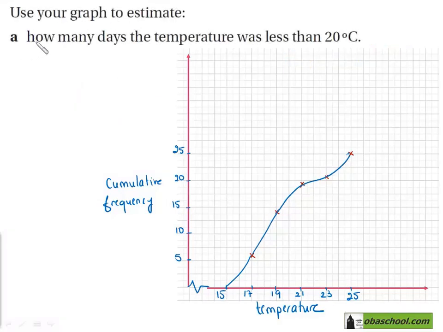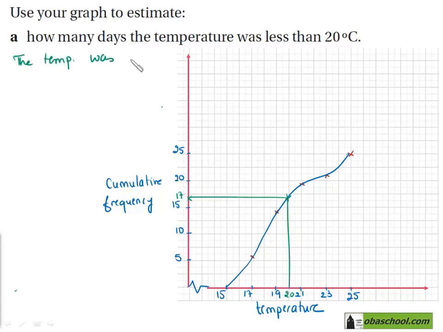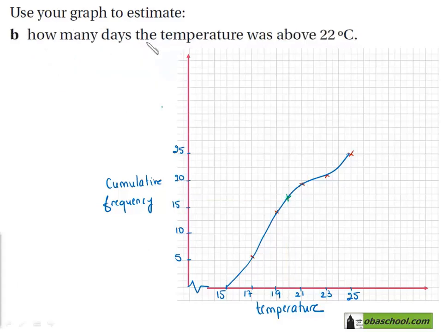Now let's go ahead and solve some questions on this graph. Part A says how many days the temperature was less than 20 degrees Celsius. So it is asking for the number of days that were less than 20 degrees Celsius. So you need to go back to the graph and look at the temperature, draw a line up from 20. The point that it intersects with the line of the graph is where you need to go horizontally to the y-axis, and the point of intersection with the y-axis is the solution. We have intersected the y-axis at 17, so the temperature was less than 20 degrees on 17 days.